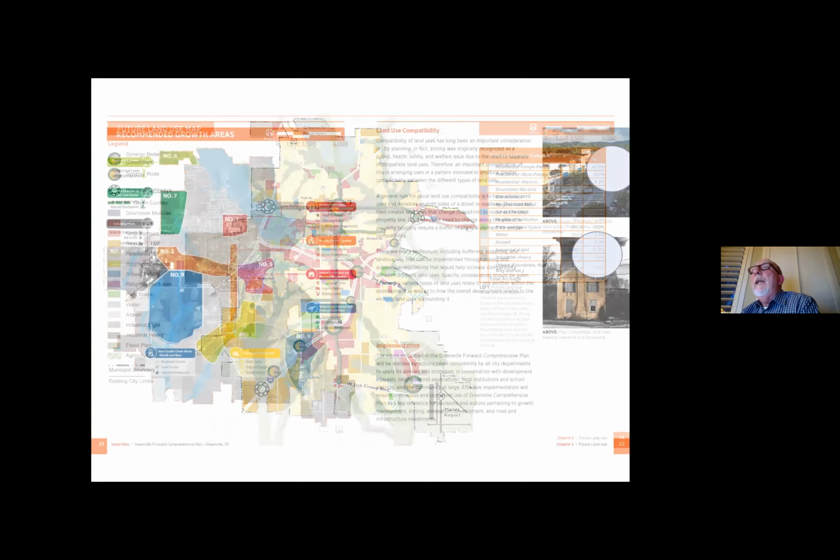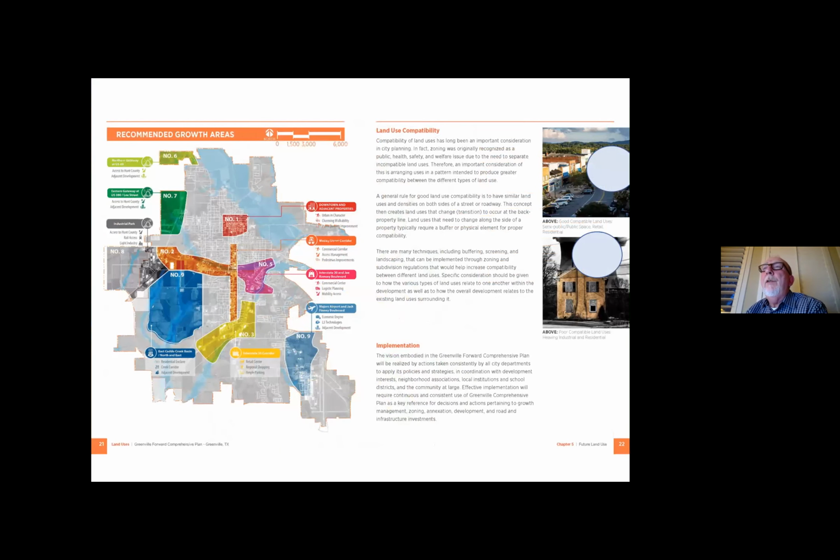We also, within this chapter, have a set of areas that talk about recommended growth areas. Specific areas where we know there's opportunity for either redevelopment or new development. We've defined them with a series of numbers and shown them graphically. And then within this chapter, we say a little bit about each of those areas and the opportunity that they present for the community.